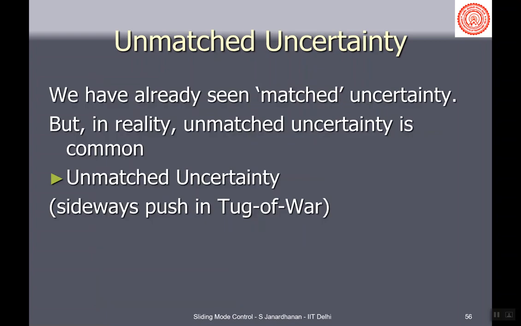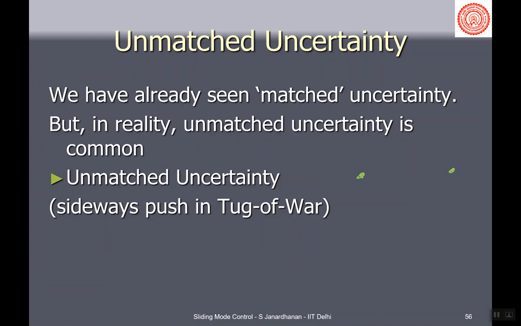So we have seen that matched uncertainty can be handled very efficiently by the sliding mode controller. The system behavior while on the sliding mode can be made completely independent of the matched uncertainty. However, in reality, unmatched uncertainty is much more common. What is unmatched uncertainty? First of all, what is matched uncertainty, and can we intuitively understand how sliding mode is achieving this?